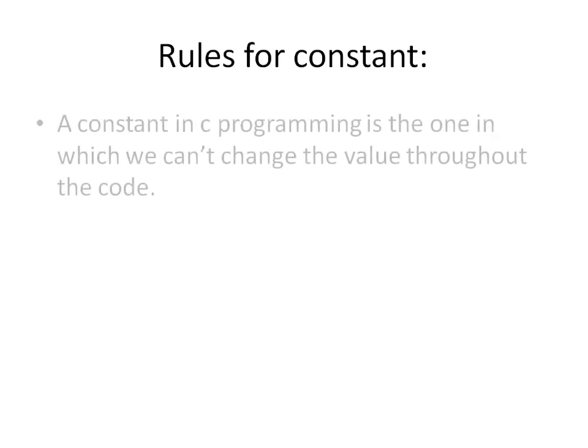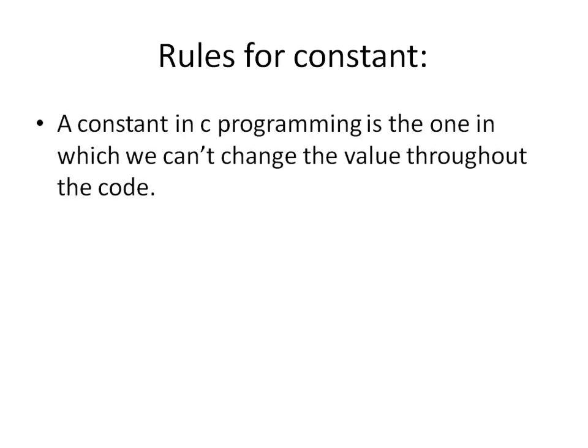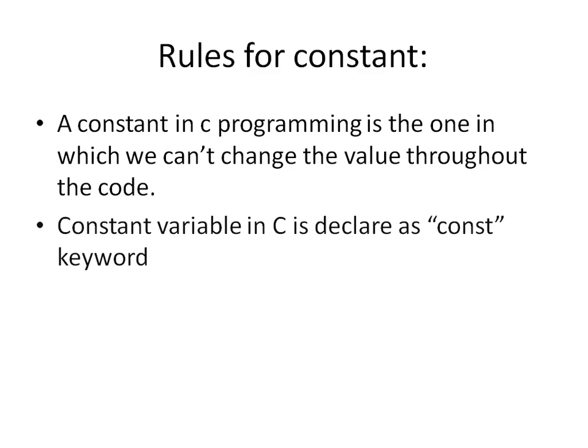Rules for constant. Constant in C programming is one in which, if we initialize the value to a particular variable and make that variable a constant, then the value cannot be changed throughout the code, and it is declared with the help of the const keyword. I said keywords I'll discuss in later classes, and at this point you remember that the constant keyword is const. To declare a constant we have to use the keyword const.